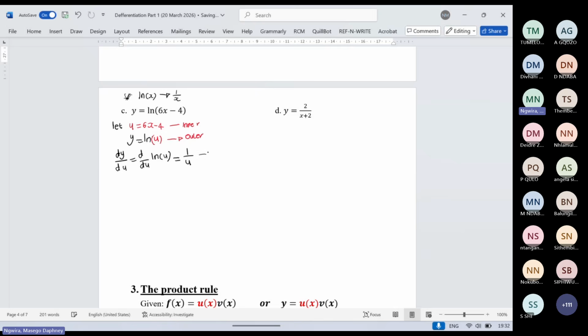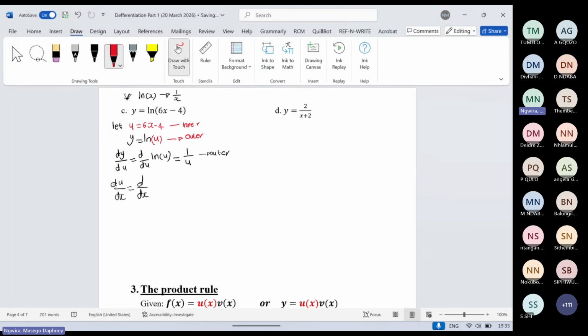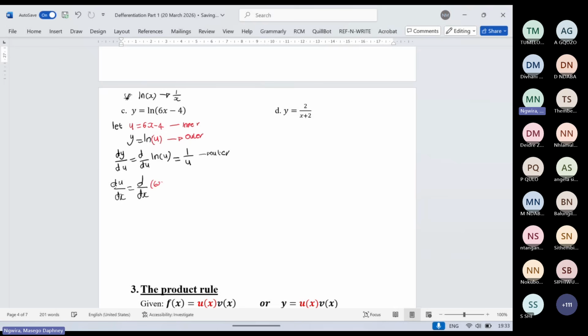Now I'm doing the derivative of u, that is du with respect to x, because my variable in u is x. So I'm going to differentiate the derivative of 6x minus 4.